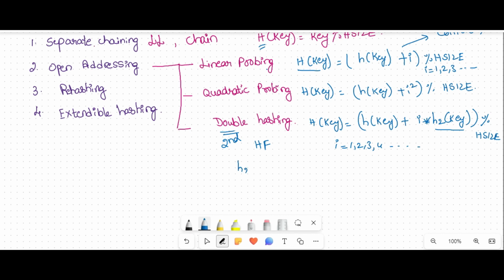Now what is this h2 of keys? What is the second hash function? The second hash function used is, you have to consider a prime number. So prime minus the key you want to insert, that key modulus this prime number. What is this prime number? The prime number is less than the hash table size, which is less and near to the original hash table size.